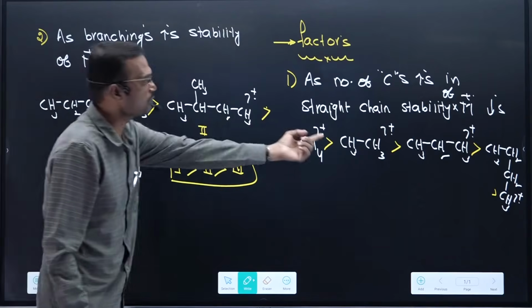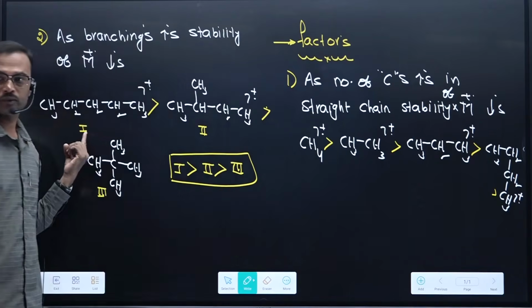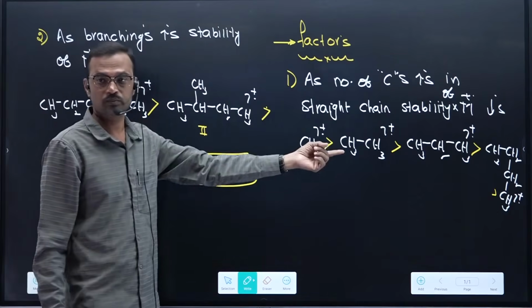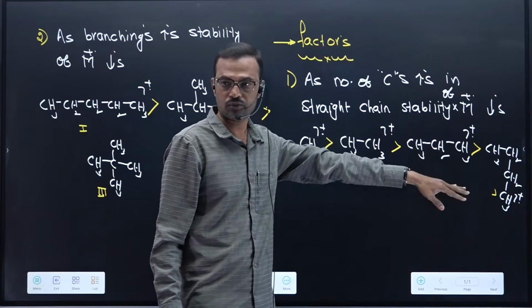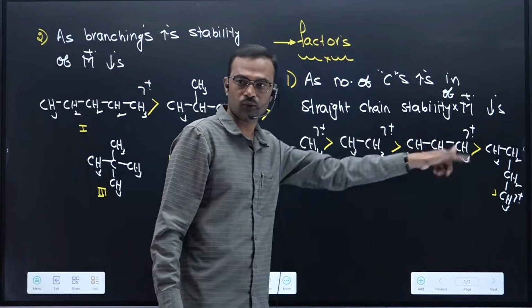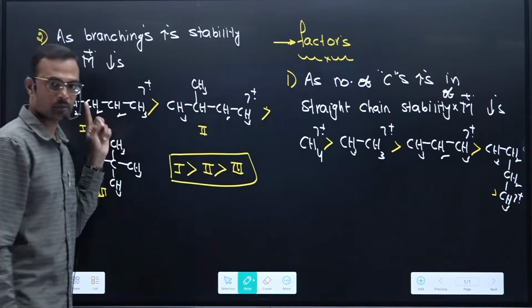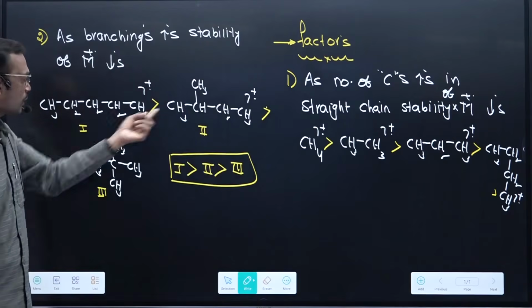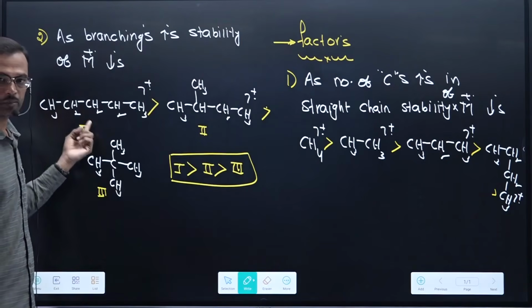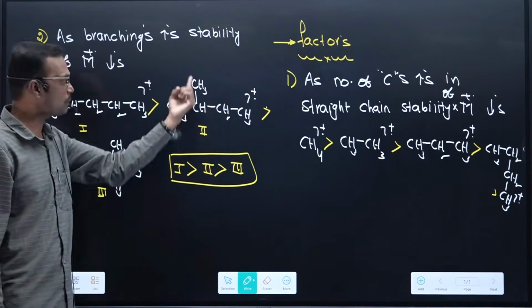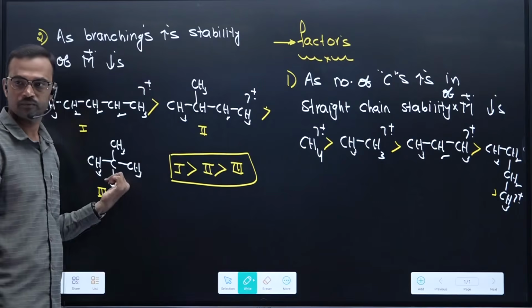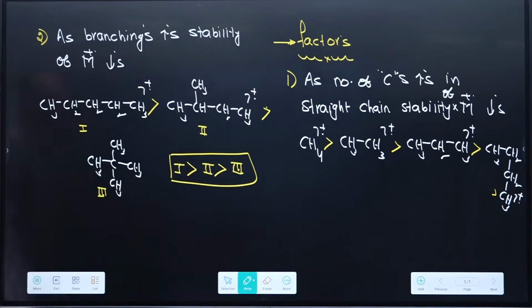So what is the difference between this one and this one? Here only straight chains, with dissimilar numbers of carbons and hydrogens: 1 carbon, 2, 3, 4. But here, everywhere 5 carbons only. 5 carbons, 5 carbons, 5 carbons. But what happens? Straight chain, only 1 branch, and here 2 branches. This is 1 branch and this is 2 branches. Clear? Right. As branching increases, the stability of the molecular ion rapidly decreases.